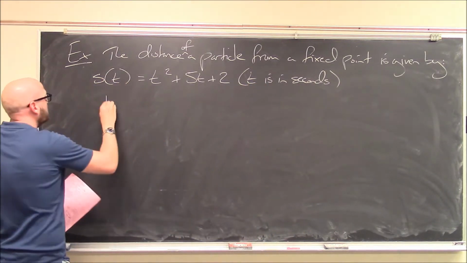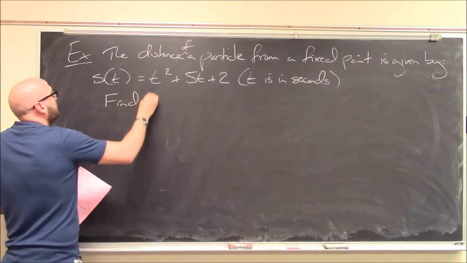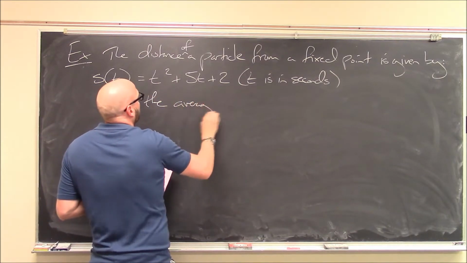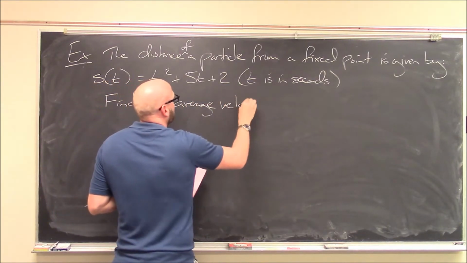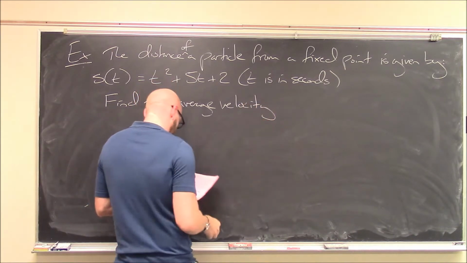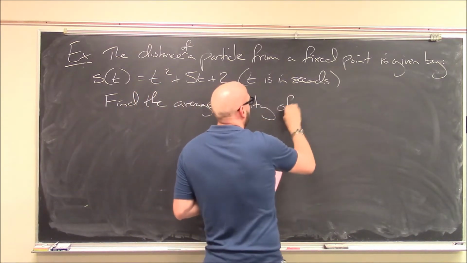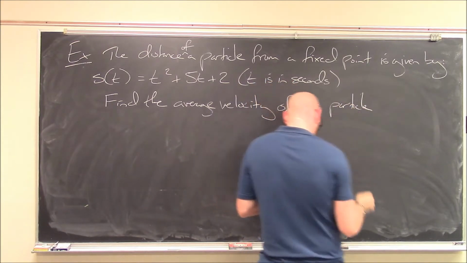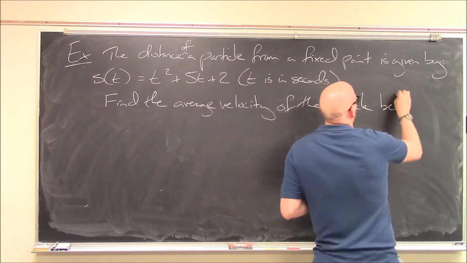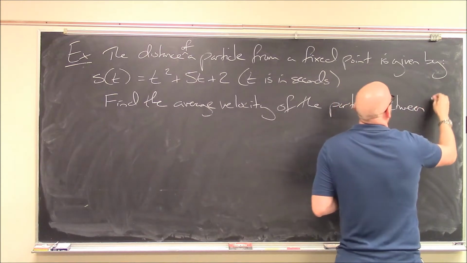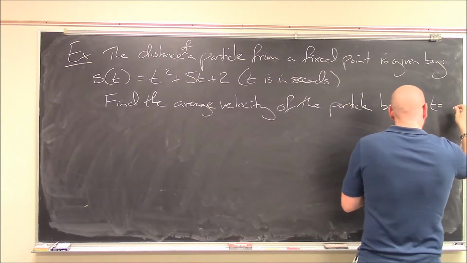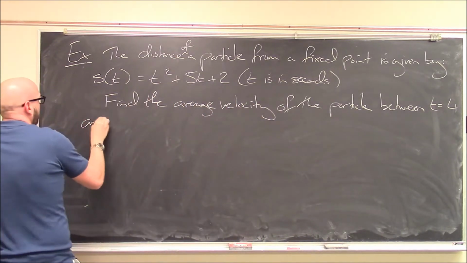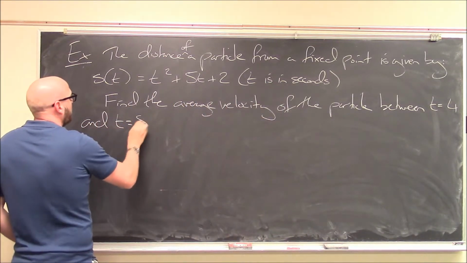Alright, so here's the question. Find the average velocity of the particle between t equals 4 and t equals 5 seconds.